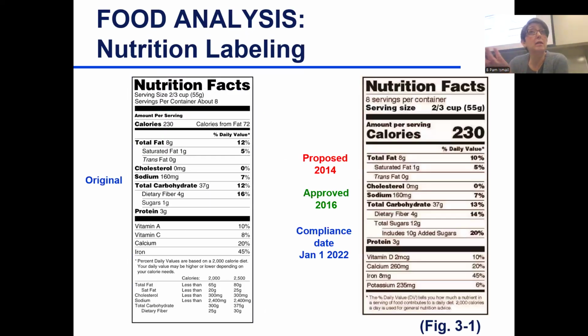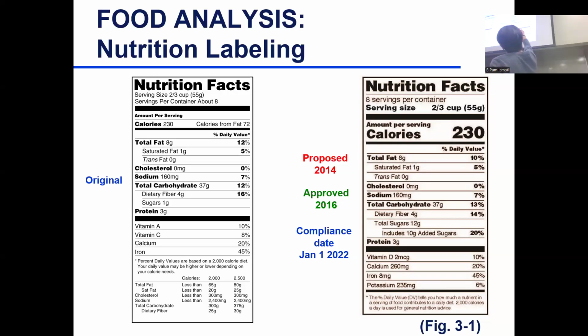All right, but then this has changed. It took a long while for this to get approved and enacted. So there is the date of when it was proposed, when it was approved, and then there was a long period, about 6 years, before it was enforced. And this is currently the new required nutrition label. What differences do you see? Yes, Kate.